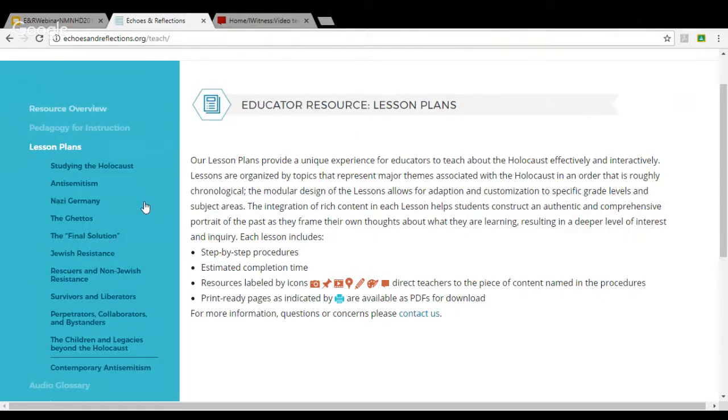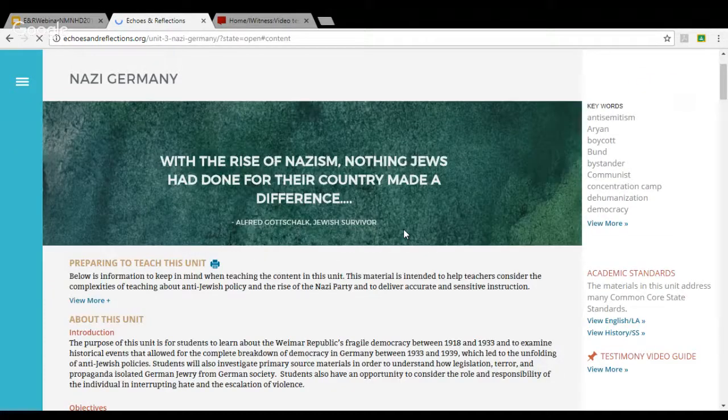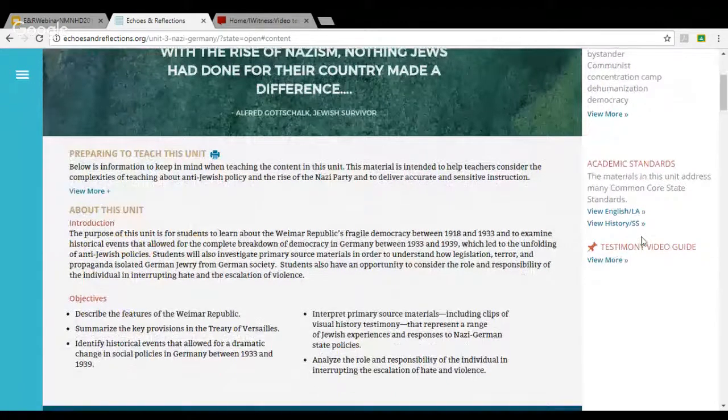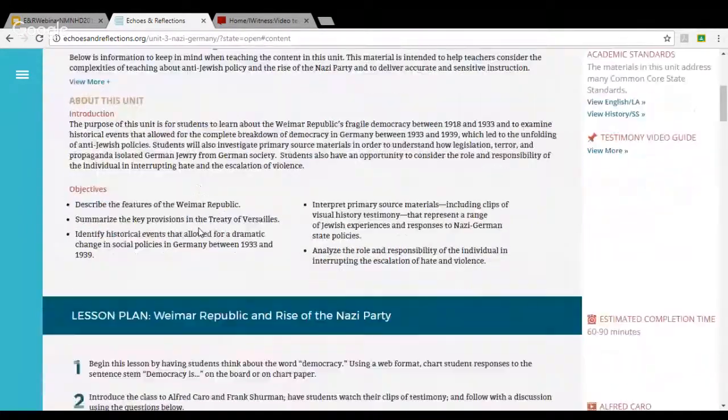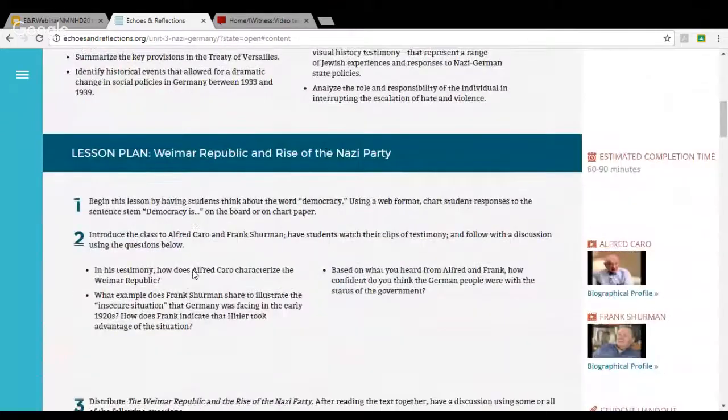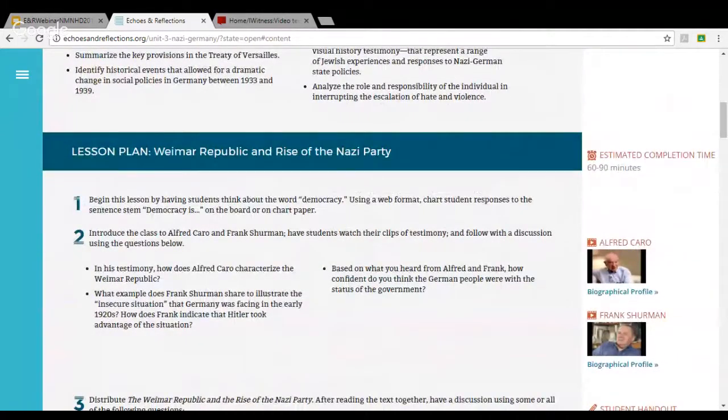And so when you click on lesson 3, for example, on Nazi Germany, you can see here our opening quote, which you might be familiar with from our previous set of resources, our keywords, those correlations to the Common Core that I talked about, our good old testimony video guide, which broke down the testimonies by lesson. And then you can go through the lesson as it had been displayed in the old teacher resource guide, see the introduction, the objectives, and then the play-by-play of the lesson itself.